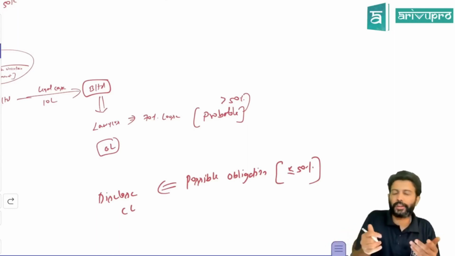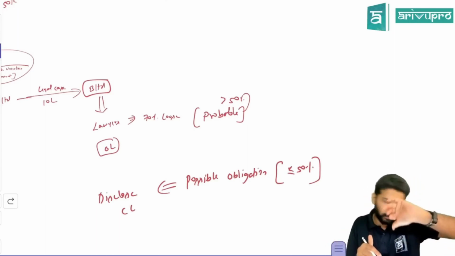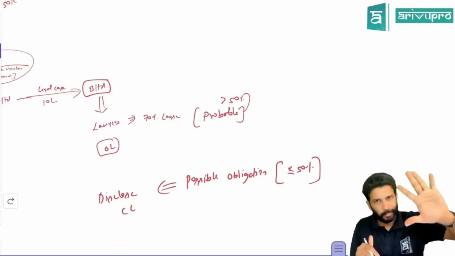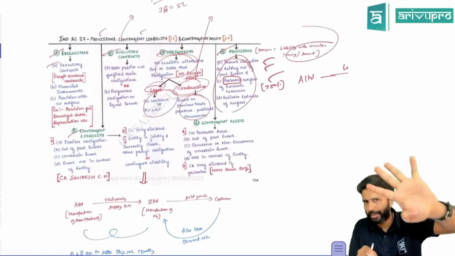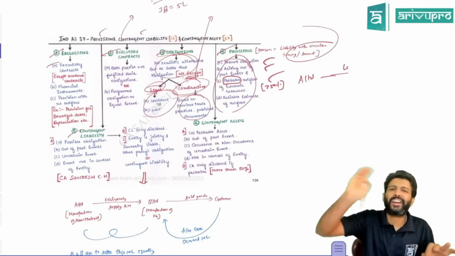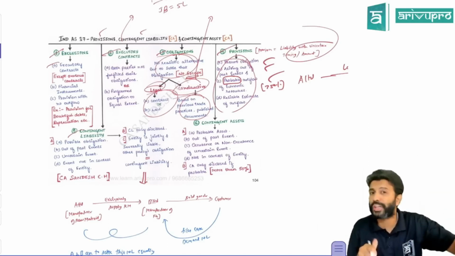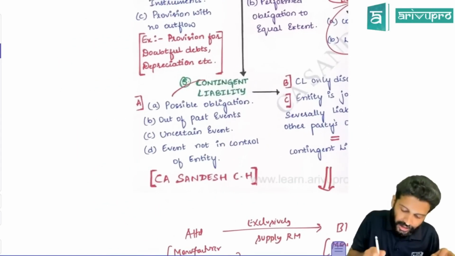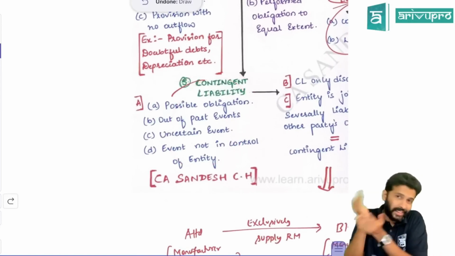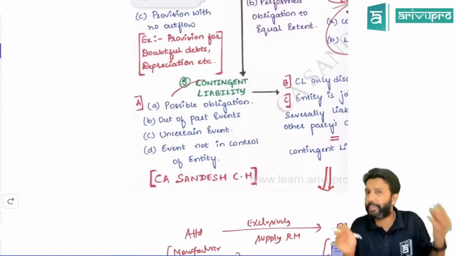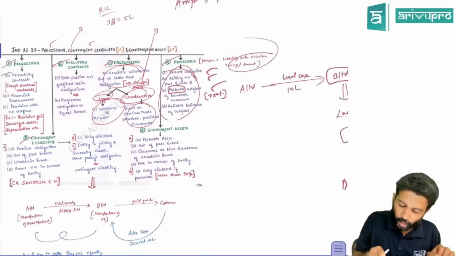If you want to know the actual definition, contingent liability is a possible obligation arising out of past event. Same definition: possible obligation arising out of past event. The existence of this is confirmed by occurrence or non-occurrence of an uncertain future event not within the entity's control. This is the actual definition of contingent liability. If a case study comes, and you remember it and write it, it will be good. In case you don't remember, I have told you how to remember them.